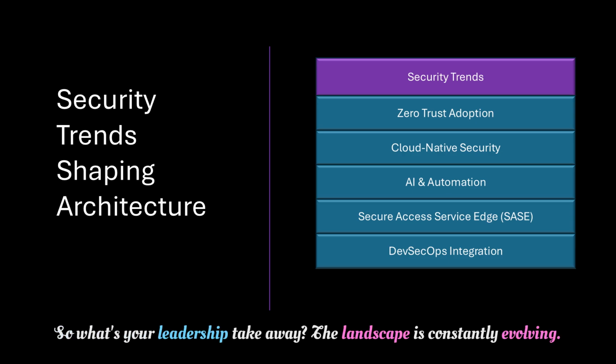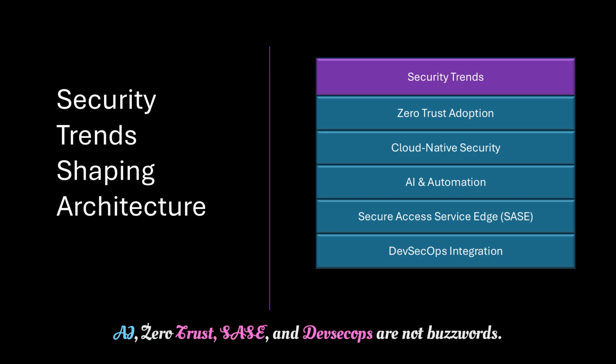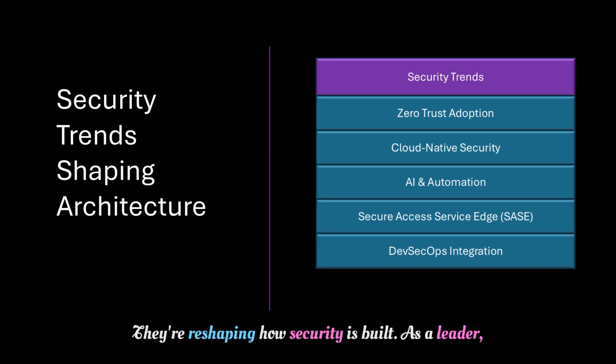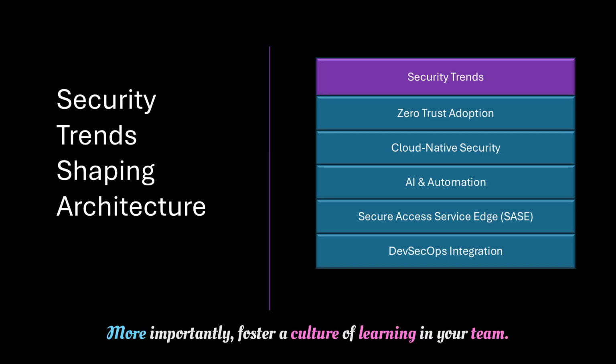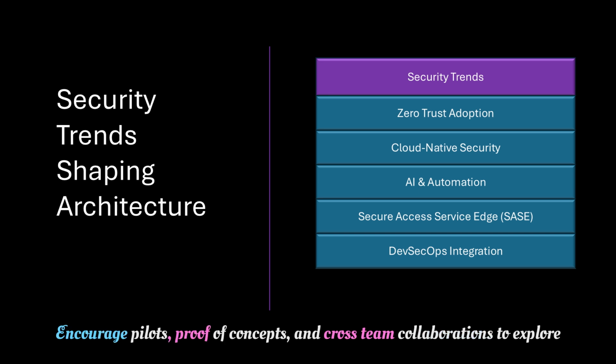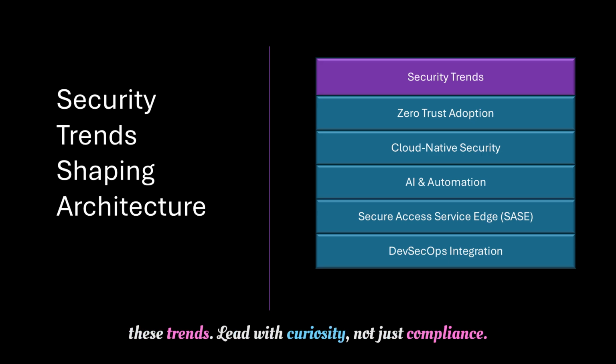So, what's your leadership takeaway? The landscape is constantly evolving. AI, Zero Trust, SASE, and DevSecOps are not buzzwords. They're reshaping how security is built. As a leader, stay ahead by reading, listening, and experimenting. More importantly, foster a culture of learning in your team. Encourage pilots, proof of concepts, and cross-team collaborations to explore these trends. Lead with curiosity, not just compliance.